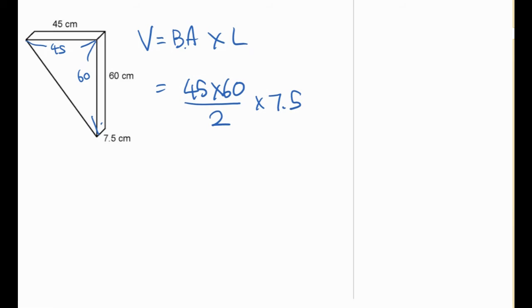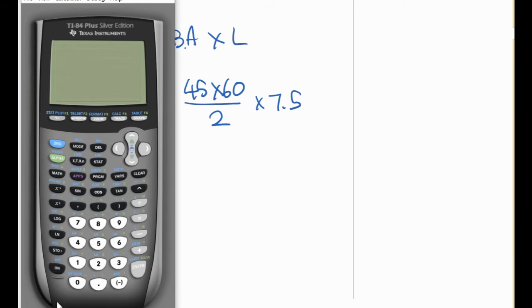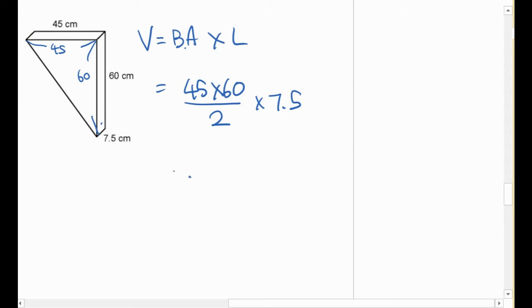Okay? And now you're going to put this into your calculator to find the answer. So let's do it together. 45 times 60 divided by 2. So this is the base area, times 7.5. 10,125 cubic centimeters. Alright? So this is the answer.